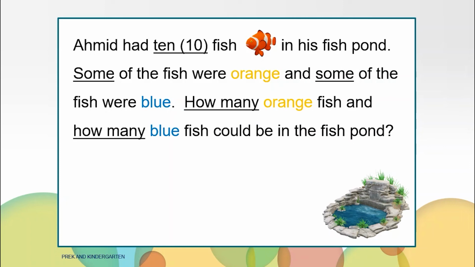Ahmed had 10 fish in his fish pond. Some of the fish were orange and some of the fish were blue. How many orange fish and how many blue fish could be in the fish pond? What new information did we find out? We have a question. We get to figure out how many orange fish and how many blue fish are in the fish pond.